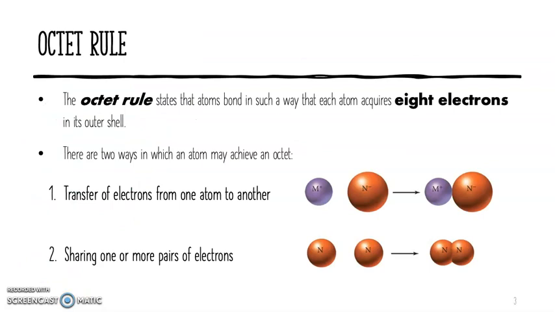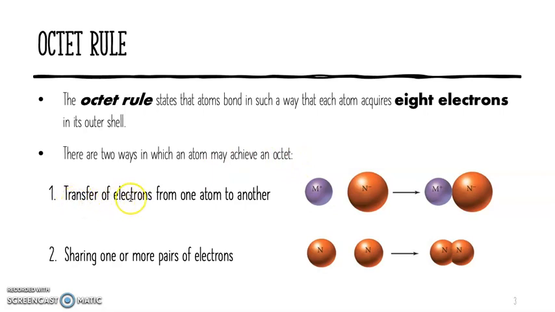Before talking about chemical bonding, let's talk about the octet rule. The octet rule states that atoms bond in such a way that each atom acquires 8 electrons in its outer shell. There are two ways in which an atom may achieve an octet.